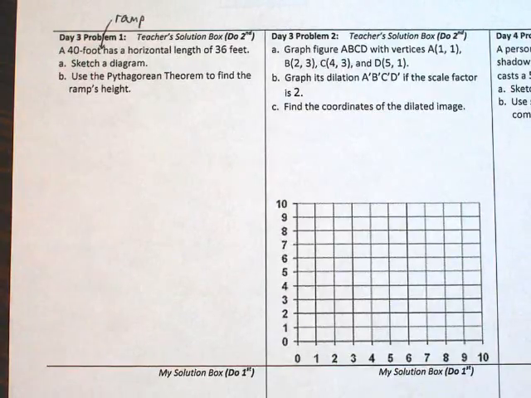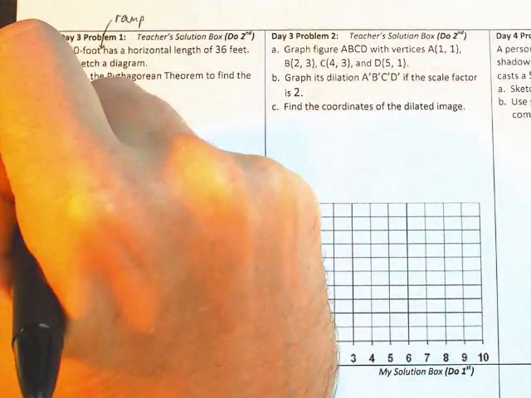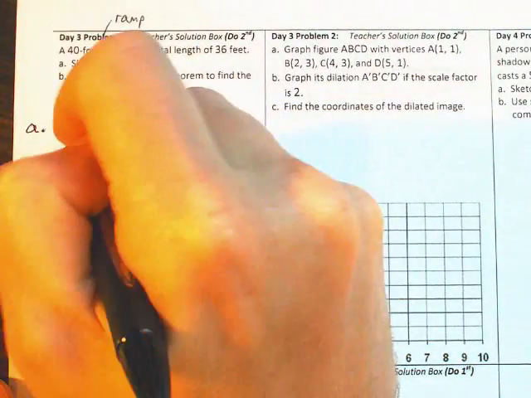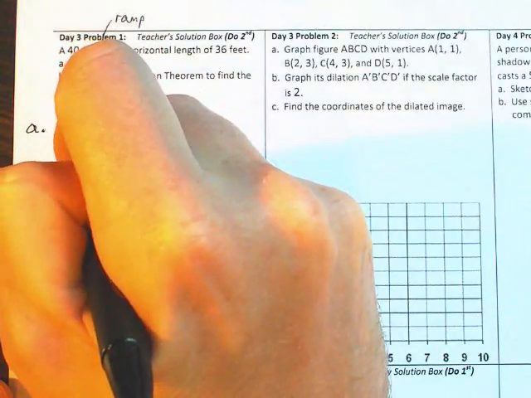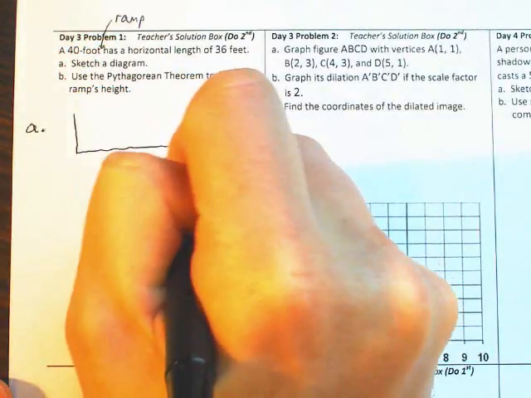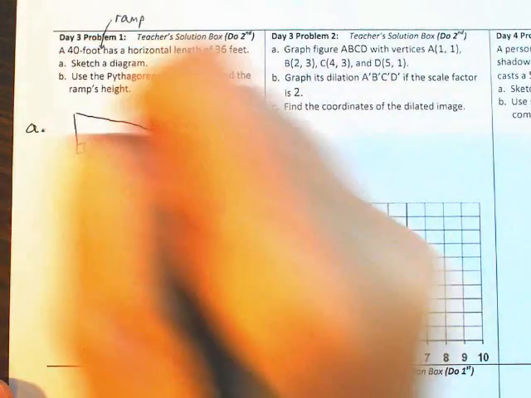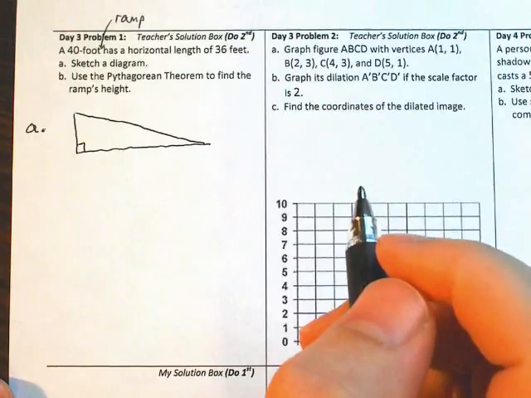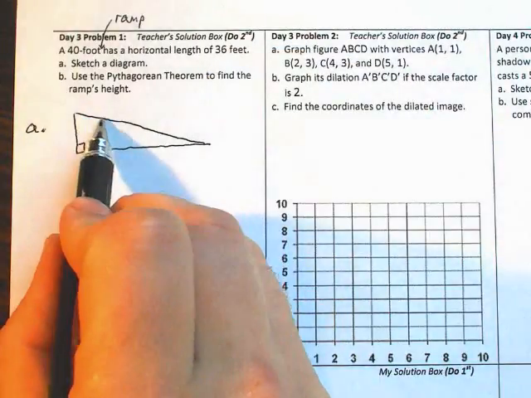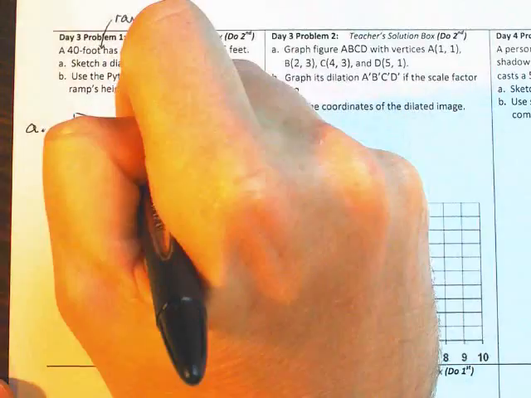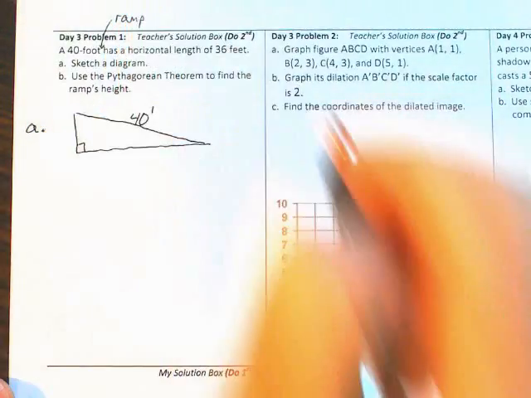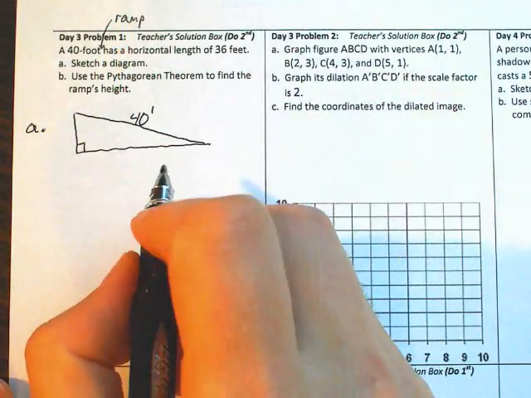Day 3, Problem 1. A 40-foot ramp has a horizontal length of 36 feet. Part A, sketch a diagram. Okay, so a ramp, kind of from the side, would look like a right triangle. It says it is a 40-foot ramp, so it's the diagonal side of the right triangle that is the 40 feet. And the horizontal length is 36 feet.